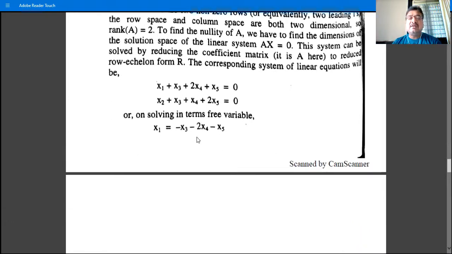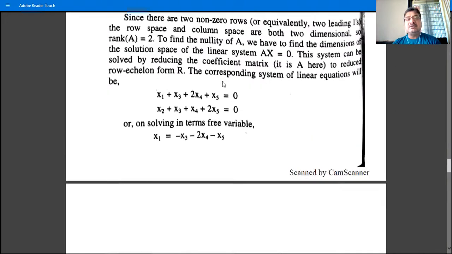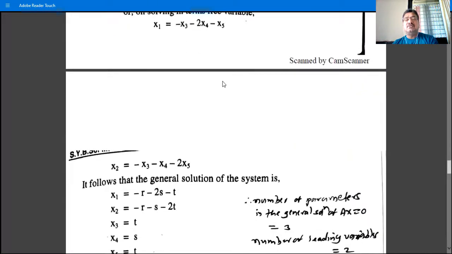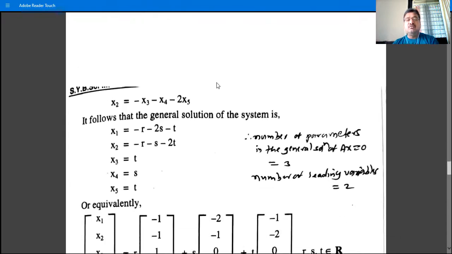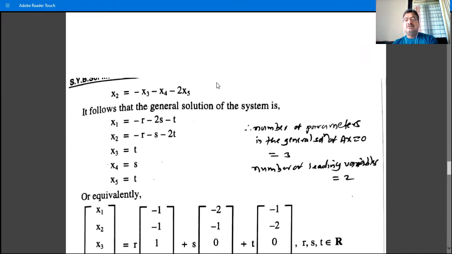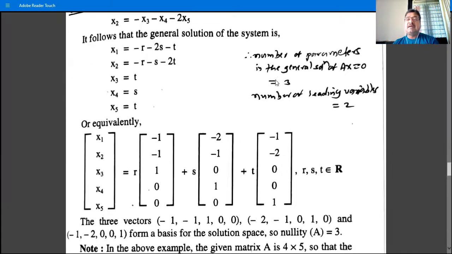In this system there are two equations and five unknowns. So the difference between these two: 5 minus 2 is equal to 3. That is, we have to assign three unknowns, either x3, x4, x5, and these are called parameters. So we have to assign three unknowns, meaning the parameters are three.